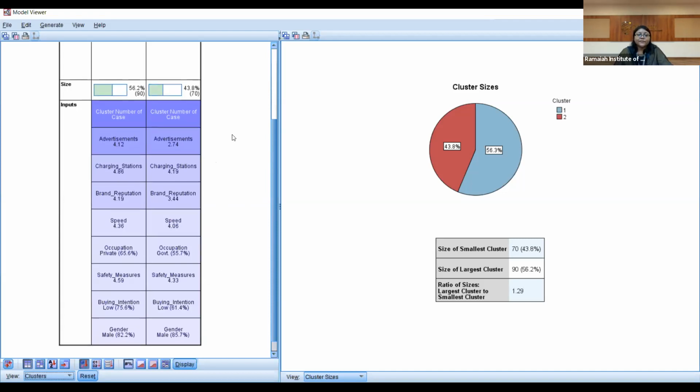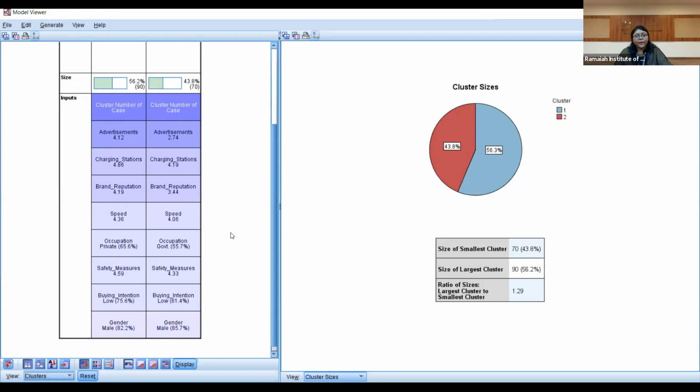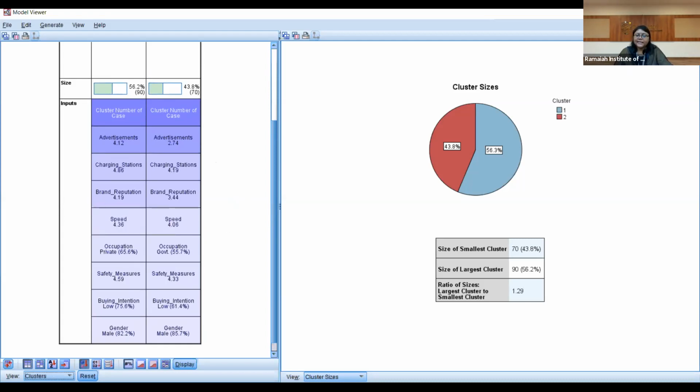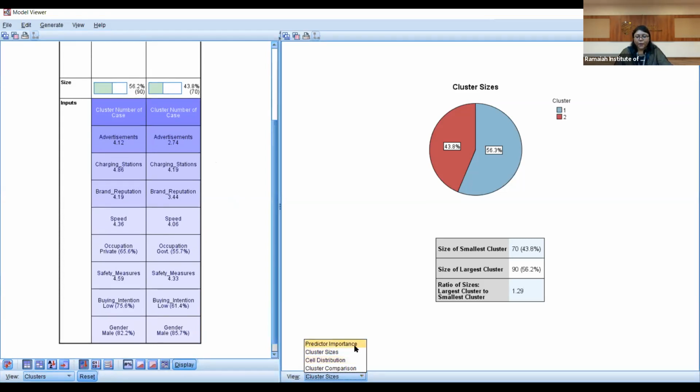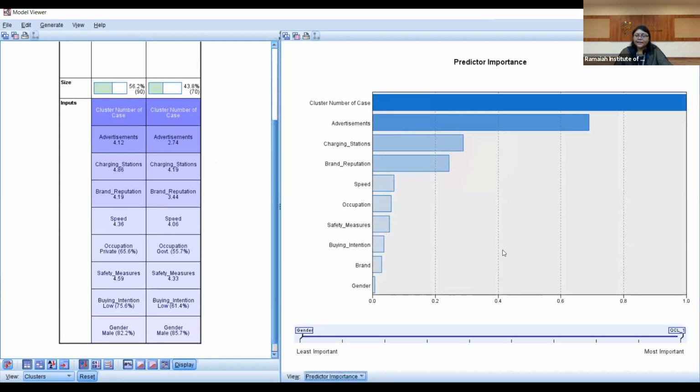So based on this, you can find out which are the variables which are more important to the formation of a cluster. Now this is on the left hand side. On the right hand side, you can see there are 4 options. The first one is cluster size, which will give you the clusters. The second one is predictor importance. In this case also you can find the same thing as here.